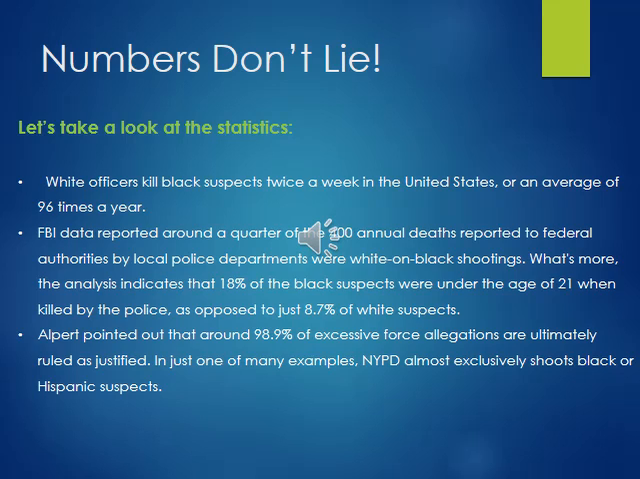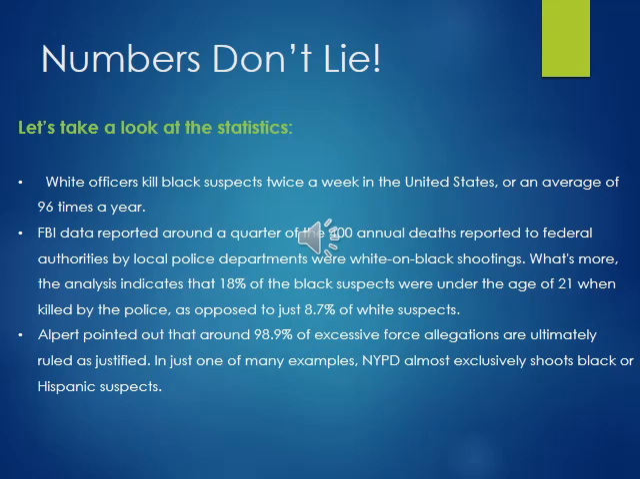The first stat says that white officers kill black suspects twice a week in the United States, on an average of 96 times per year. Wow, that is a really high number. FBI data reported around a quarter of the 400 annual deaths reported to federal authorities by local police departments were white on black shootings.